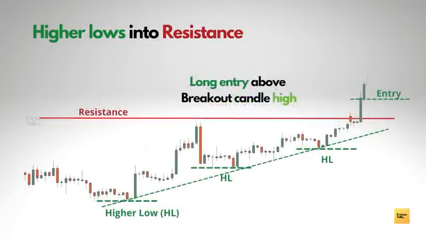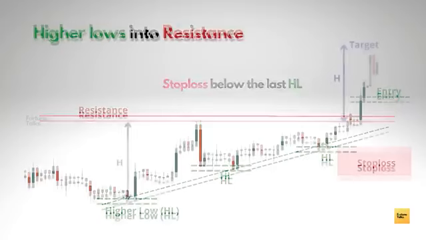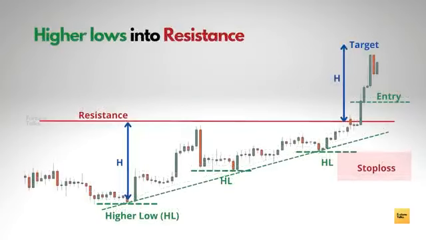You should be looking to go long in this case. The entry should be above the breakout high and your stop loss should be slightly below the last higher low to the resistance level. And finally, your target for the trade should be the next nearest resistance, or it should be equal to the length between the first higher low level and the resistance level, projected above the resistance level.